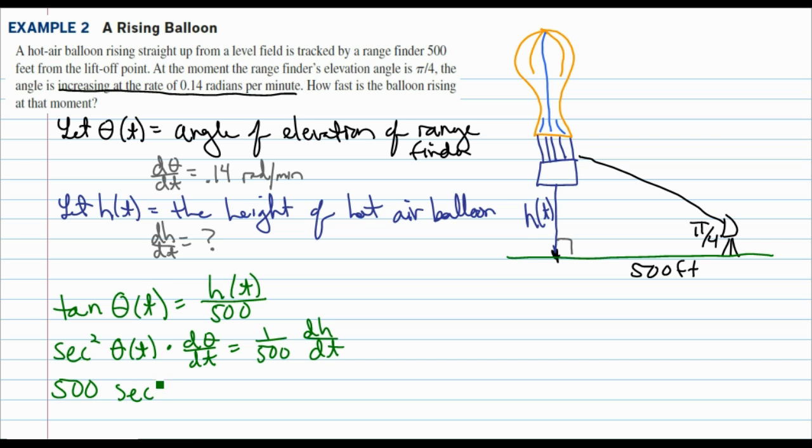Then I get secant squared of theta, which we said at that spot is pi over 4, times d theta dt, the rate that the angle is changing, which is 0.14 radians per minute. And that will get us dh dt, which is about 140 feet per minute. So this hot air balloon is rising at 140 feet per minute.